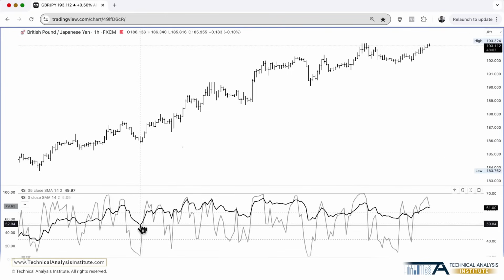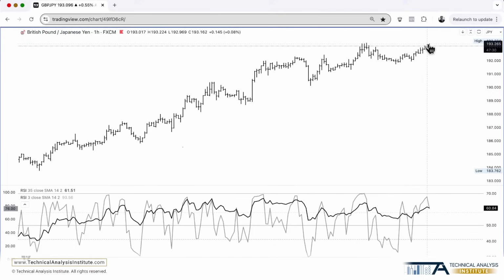Notice how the RSI 35 remains above the 50 line, while the RSI 3 keeps giving us buy signals right here. Why? Because it's below the 30 reference line. This one is above the 30 reference line, so we will ignore it. This one is another buy signal, this one is another buy signal. Notice that so far all those buy signals work. And here we have several more buy signals.